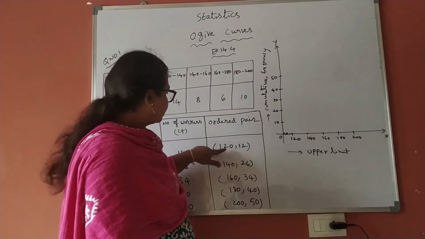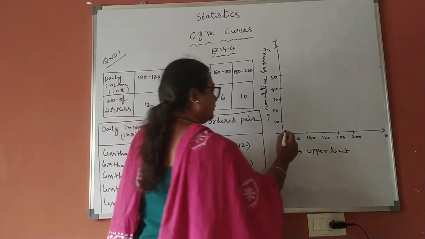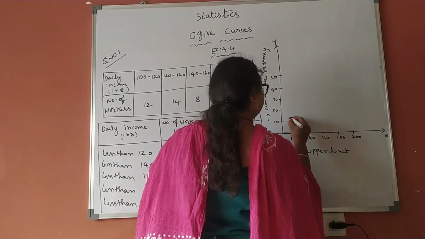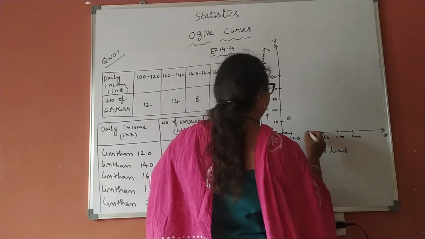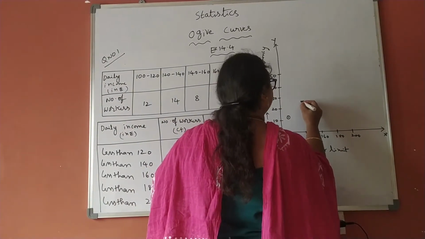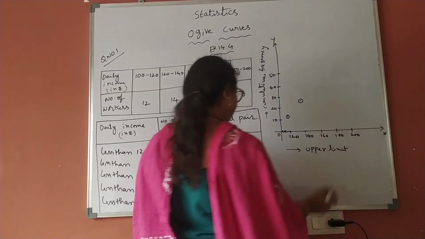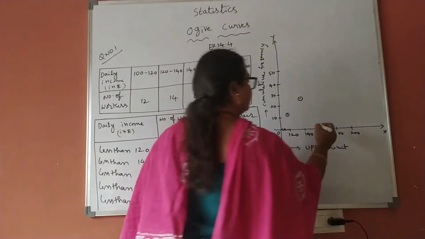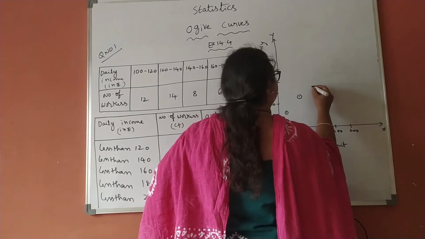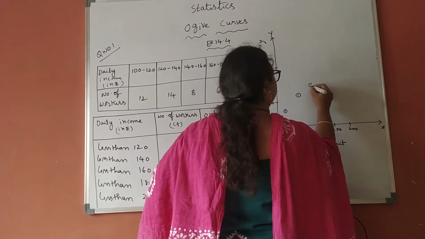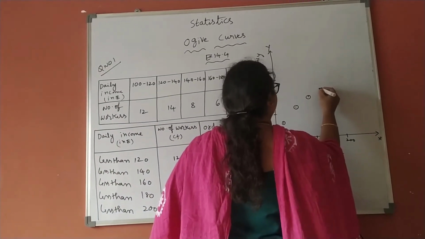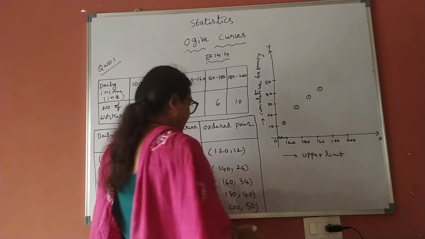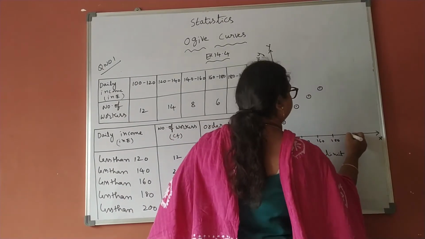The first point is 120, 12. Then 140, 26. 160, 34; 34 will be somewhere here. 180, 40. And 200, 50.